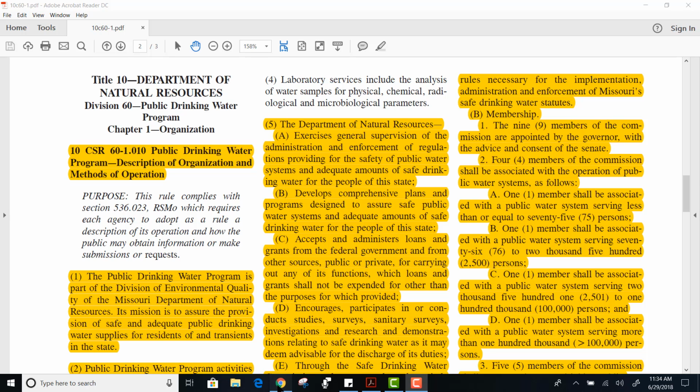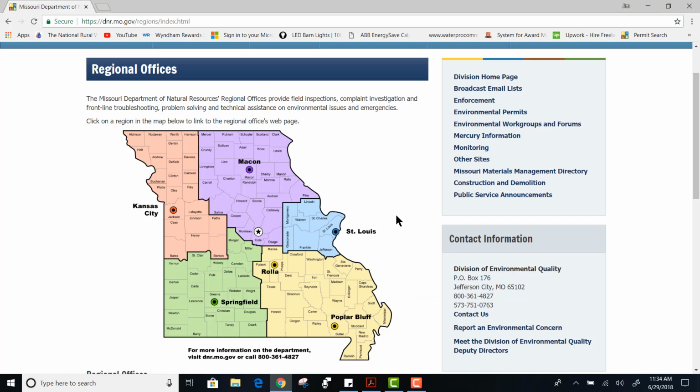Okay, we've talked about the central office and the regions. We'll look at their map here off their website. Right in the center of the state, Jeff City. That's where the regional offices are. Okay, and there's a St. Louis office, Macon in the northeast, Kansas City is in Kansas City, Springfield is the southwest area. Raleigh is a satellite of the Poplar Bluff office because the Poplar Bluff office is so far down and away from part of their area that they have a satellite office in Raleigh, which works out well for them.